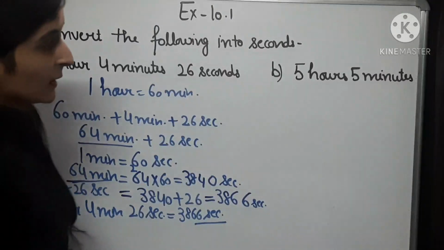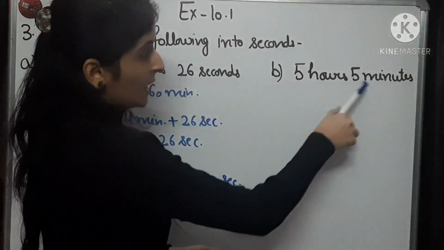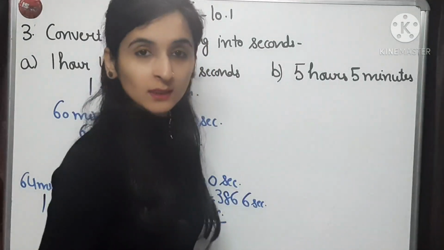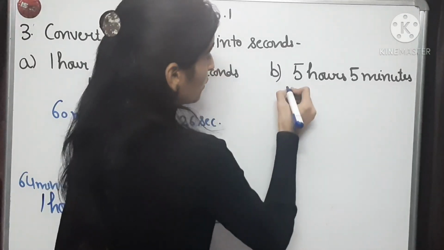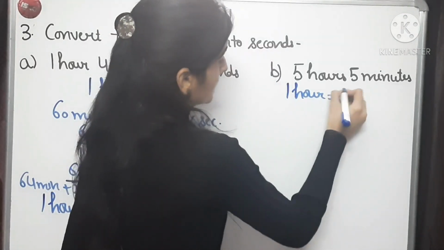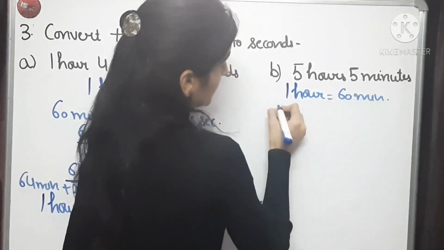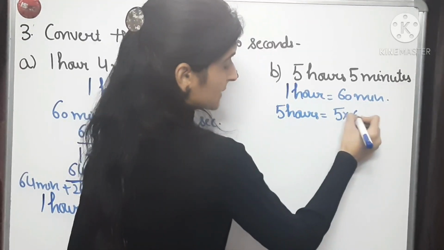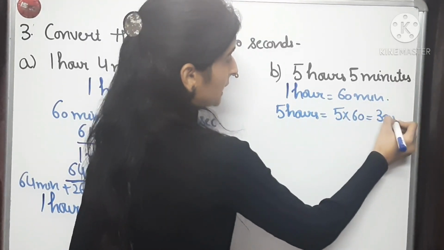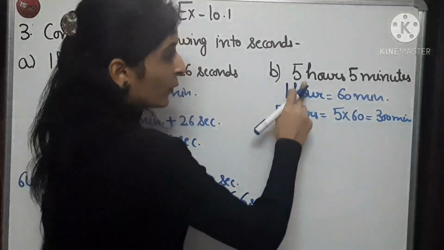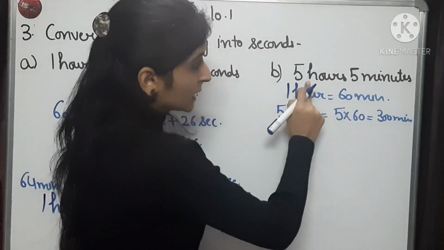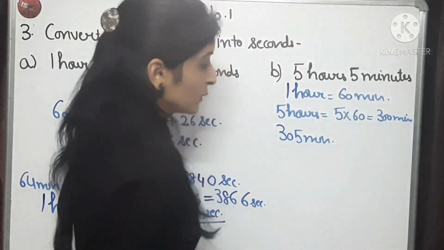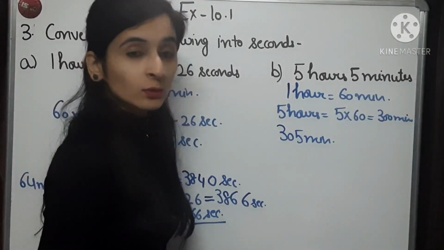Now let's come to B part. Here we have given 5 hours, 5 minutes. So first of all, we will convert these hours to minutes so that we can convert in seconds. So if 1 hour is equal to 60 minutes, then 5 hours will be equal to 5 multiplied by 60, which is equal to 300 minutes. Now 5 hours is equal to 300 minutes. So 300 plus 5 is 305 minutes.